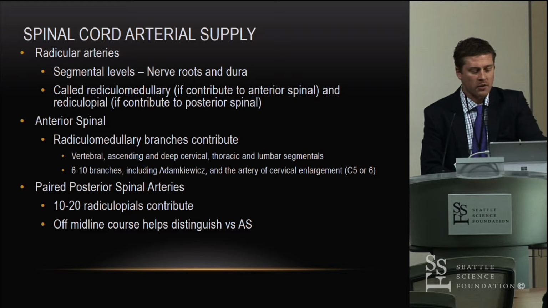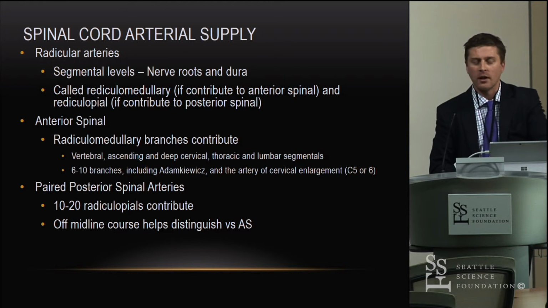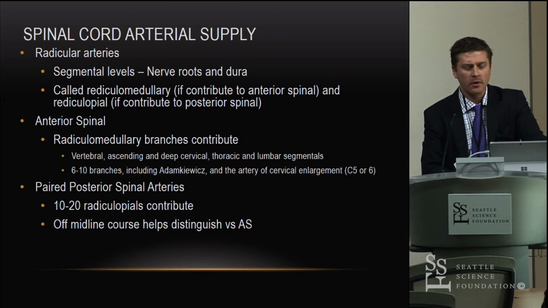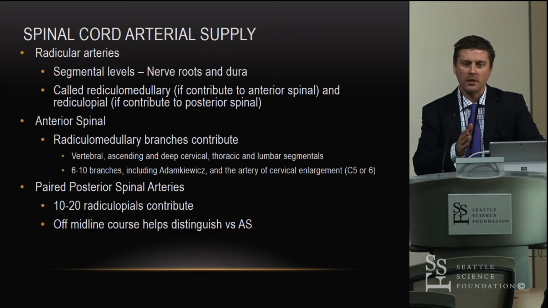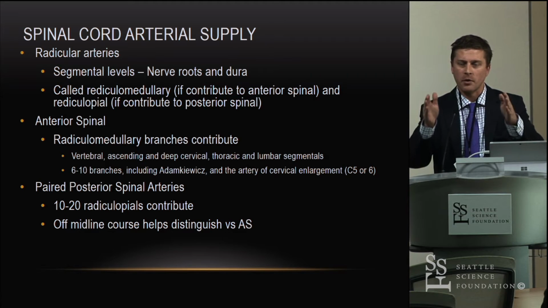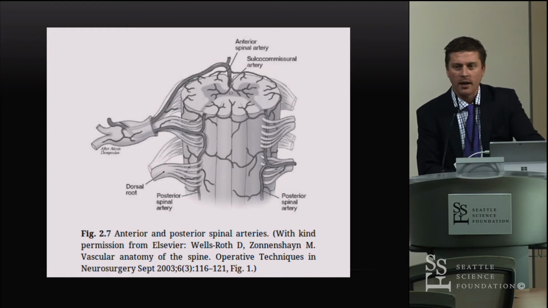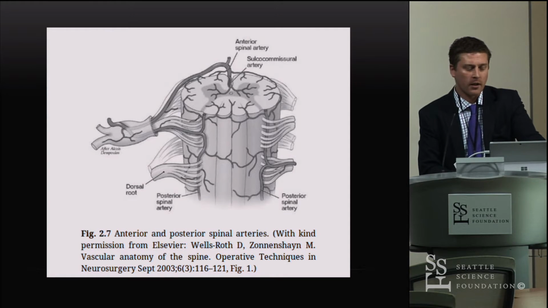The 6 to 10 branches, including the artery of Adamkiewicz, which we'll talk a little bit more about later, and there's also the artery of cervical enlargement, which is usually around C5, C6, which is important. The posterior spinal arteries, 10 to 20 radiculopials, are off the midline, and that's how you can tell whether something is the anterior spinal or the posterior spinal. If it's in the middle, it's the anterior spinal. If it's off to the side, it's the paired posterior spinals. This is just a cartoon showing that in the middle, in the anterior aspect, that's the anterior spinal, and then the paired posterior spinals, which come off bilaterally at the back.